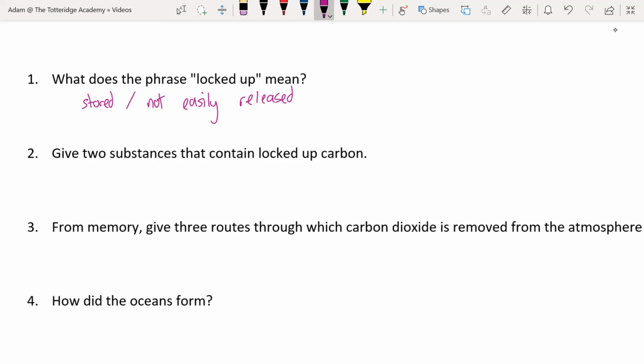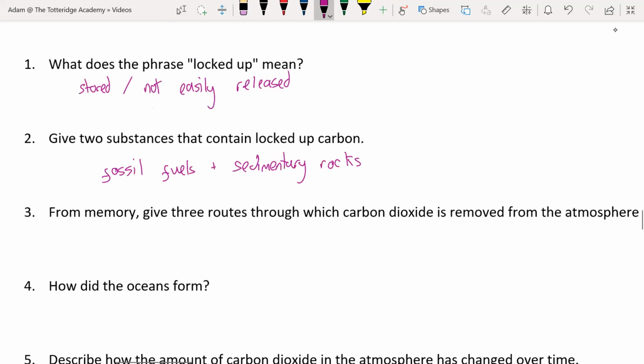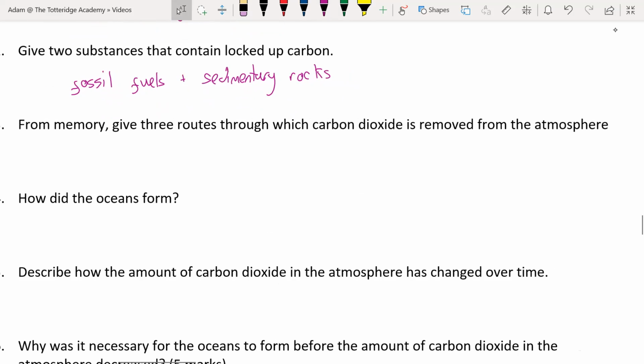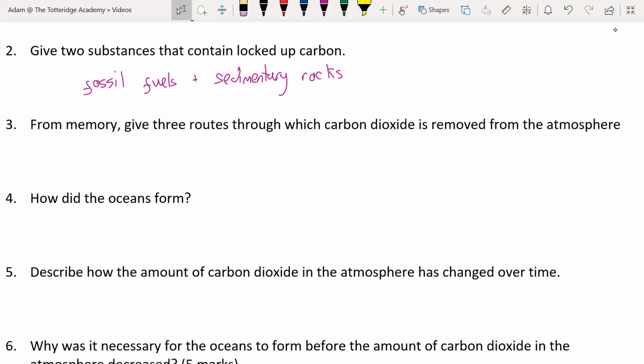Two substances that contain locked up carbon. So that would be fossil fuels and sedimentary rock. Some of you may have given the specific fossil fuels as well. That would have been fine. So if you said coal or oil or natural gas, that would be okay. From memory, 3 routes through which carbon dioxide is removed from the atmosphere. I'm not going to write this down because we wrote it down before, but the 3 routes are taken in by plants or algae, locked up in fossil fuels, or locked up in sedimentary rock.